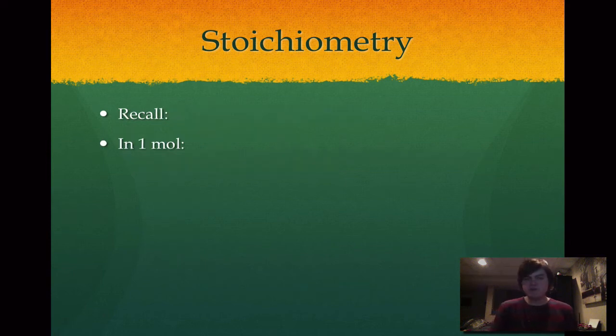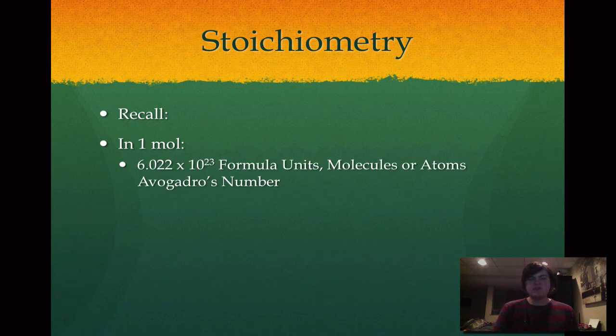Just a bit of quick review here, as this will be very important. In 1 mole, there are 6.022 times 10 to the 23rd formula units, molecules, or atoms. This is, of course, Avogadro's number. And I included all 3 of those because it just depends on the type of particle that you're working with. Whichever of those is the representative particle, there are 6.022 times 10 to the 23rd representative particles in a mole.